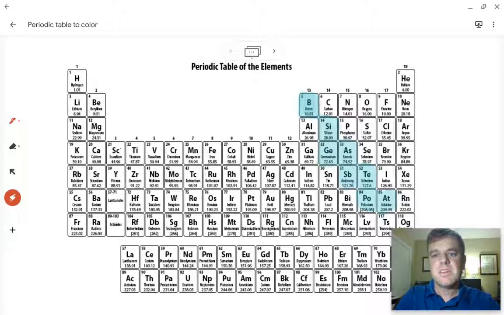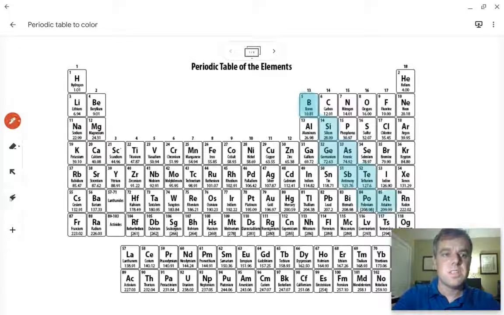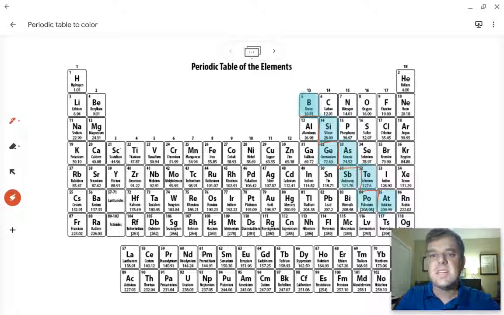The elements that I've highlighted in blue on this periodic table, that's boron, silicon, germanium, arsenic, antimony, tellurium, polonium, and astatine. Those are the metalloids. They're the ones that appear on the staircase line. The exception to that, of course, is that aluminum, although it appears on the staircase line, is a metal.